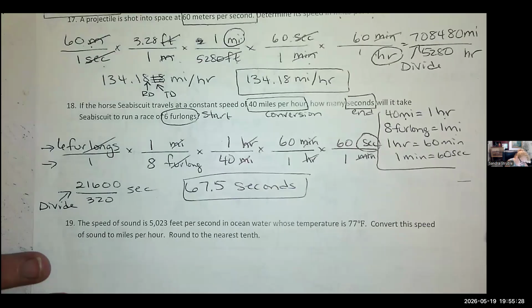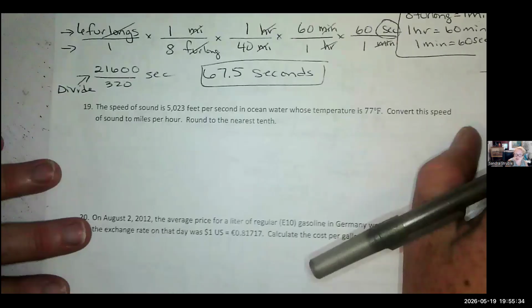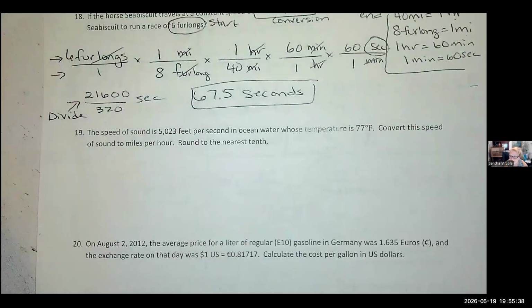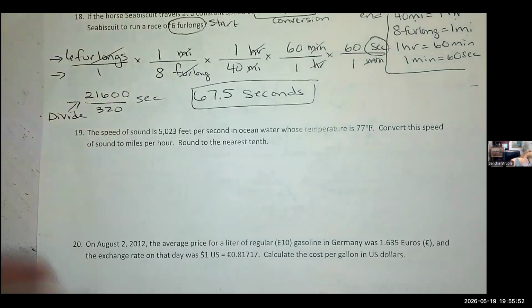Okay, two more for this. The speed of sound is 5,023 feet per second in ocean water whose temperature is 77 degrees Fahrenheit. Convert this speed of sound to miles per hour. Round to the nearest tenth. This is one decimal place.